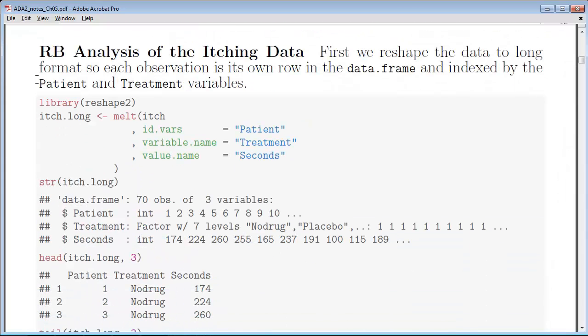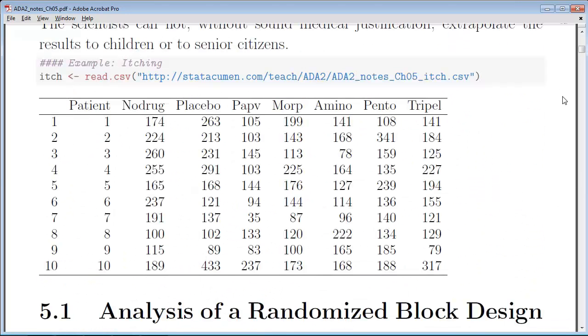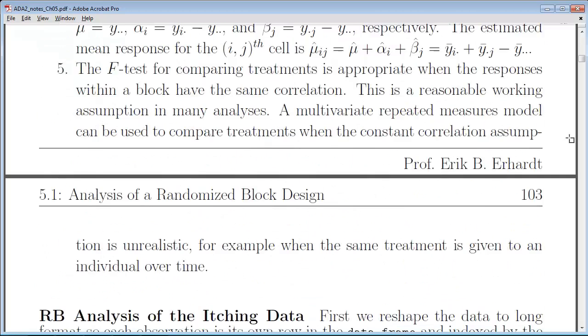All right, RB is for randomized block, analysis of the itching data. So we started off with data, if I'm paging up here, in wide format. And we need to get this into long format so that we can analyze it. That means right now we've got basically 7 observations per row, and we need to reshape that to have a single observation on each row. So I'll page back down.